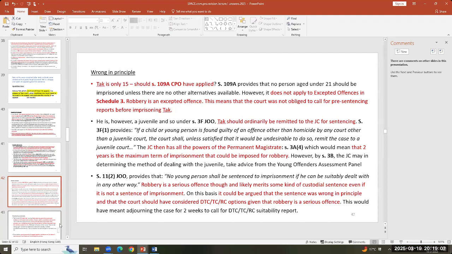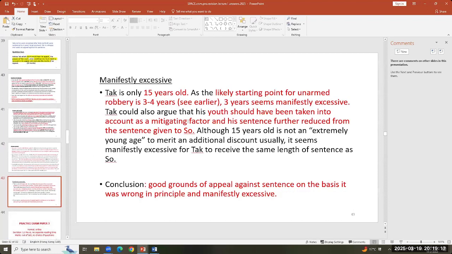So you could argue that the imprisonment is wrong in principle, given his age. But remember that the guidelines are around 3 to 4 years for an unarmed robbery, but he is only 15. Manifestly excessive. Here, it's significant that Tak and So got the same sentence. So's 18, he also got 3 years. So that makes Tak's 3 years seem manifestly excessive. Should his age have been taken into account as a mitigating factor? It's not extremely young, but when So has been given the same sentence, it makes Tak seem manifestly excessive. So I think the conclusion is here, good grounds of appeal against sentence. It was wrong in principle, manifestly excessive.